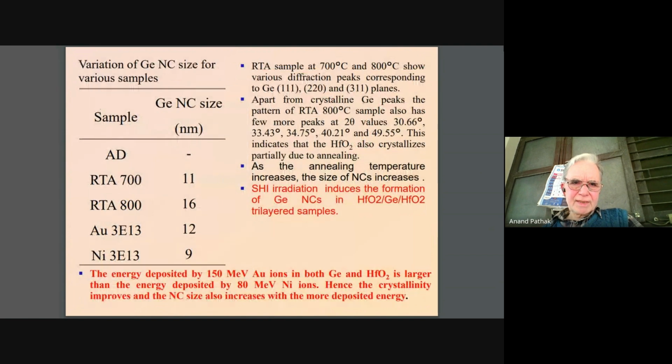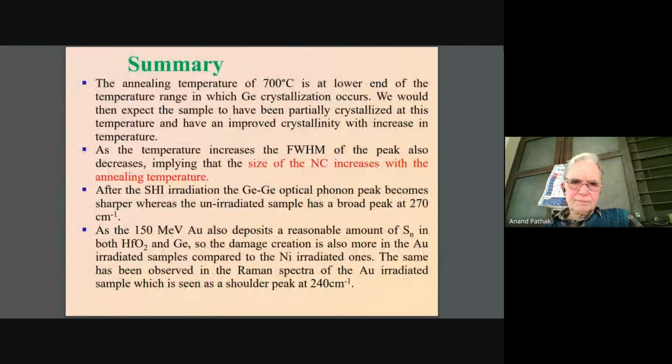Here again, do the RTA, and then the germanium nanocrystal size is decreasing, and here you can see that. Next one. So the size of the nanocrystal increases with the annealing temperature. Next one.